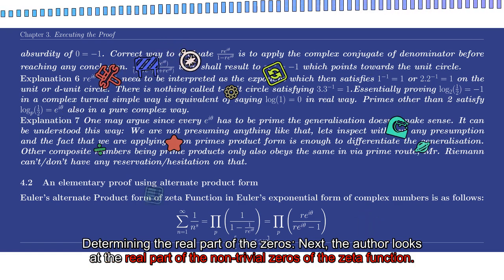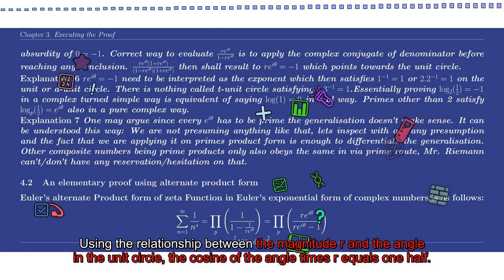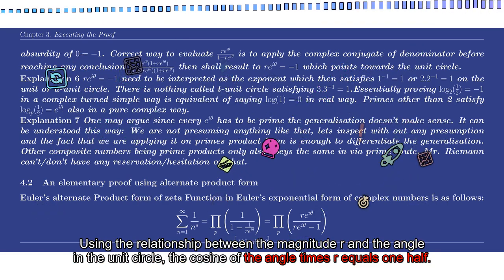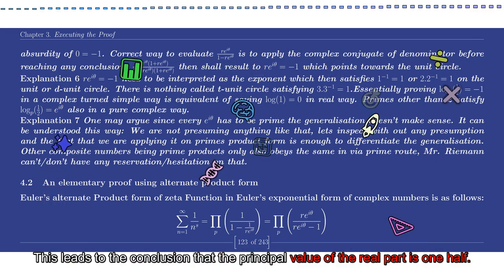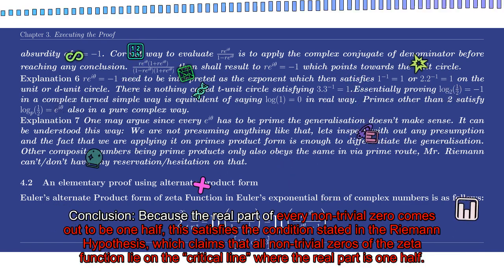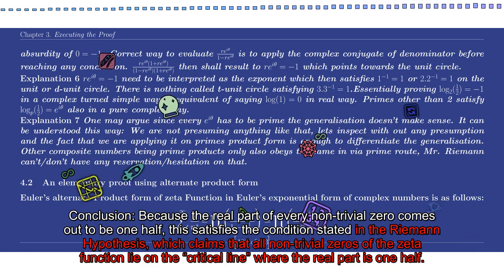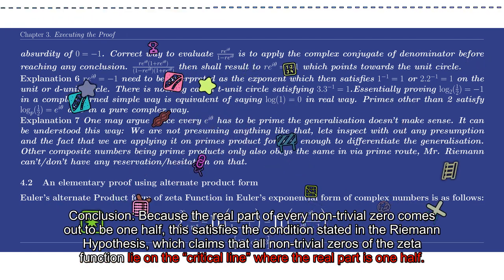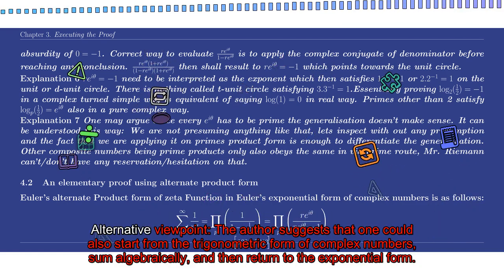Next, the author looks at the real part of the non-trivial zeros of the zeta function. Using the relationship between the magnitude r and the angle in the unit circle, the cosine of the angle times r equals 1/2. This leads to the conclusion that the principal value of the real part is 1/2. Conclusion: because the real part of every non-trivial zero comes out to be 1/2, this satisfies the condition stated in the Riemann hypothesis, which claims that all non-trivial zeros of the zeta function lie on the critical line where the real part is 1/2.